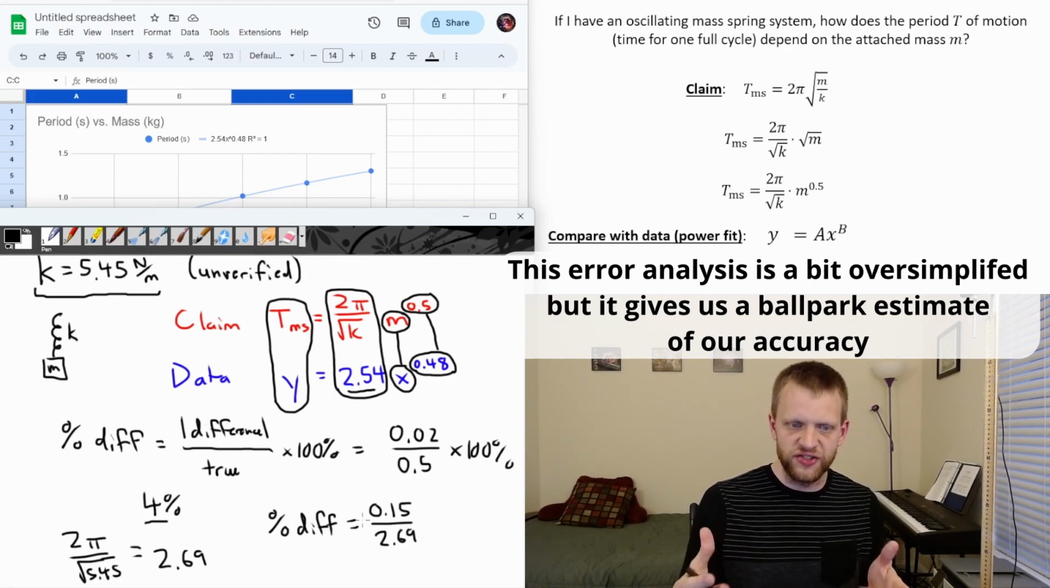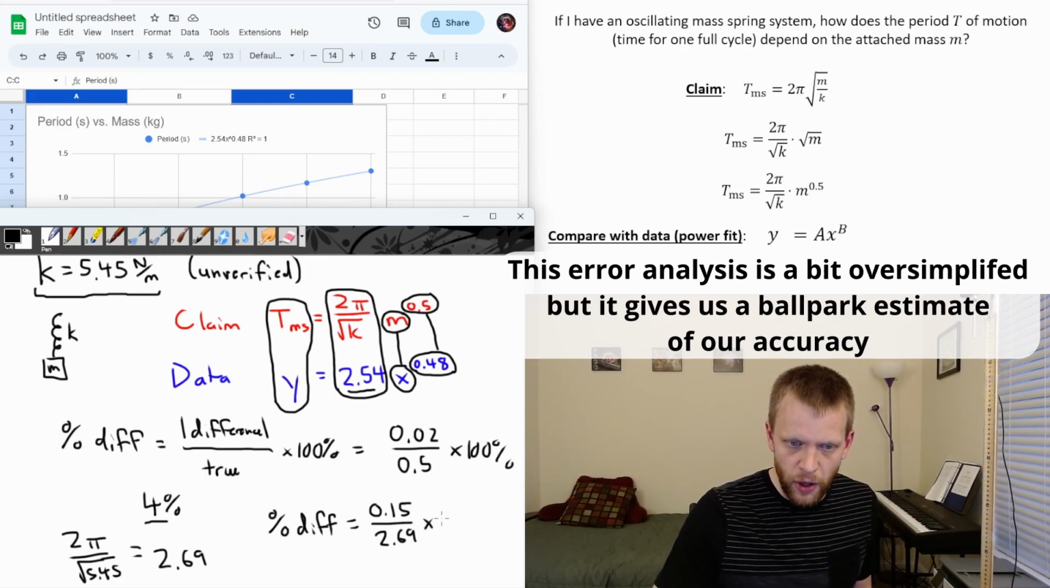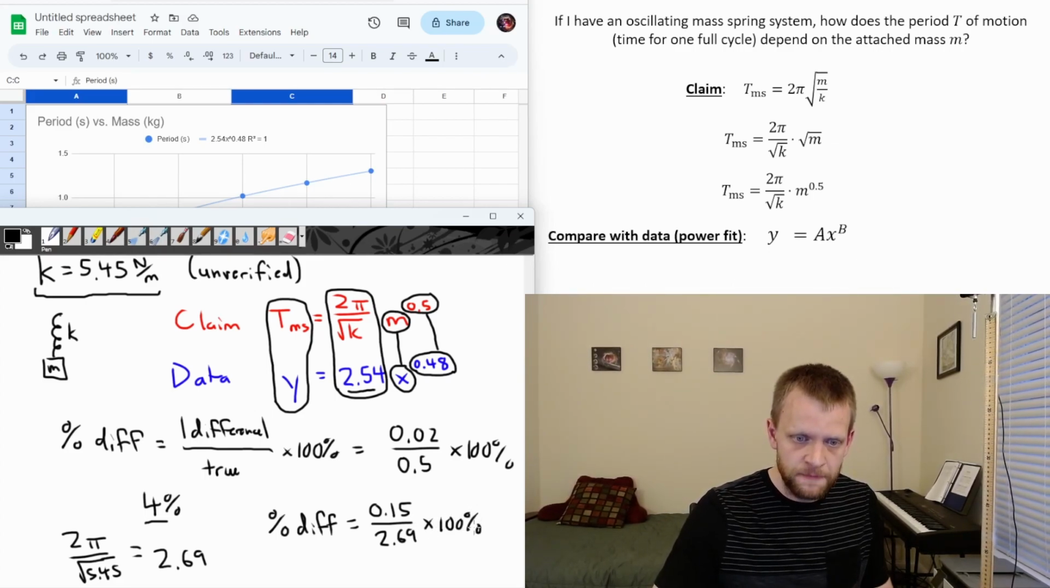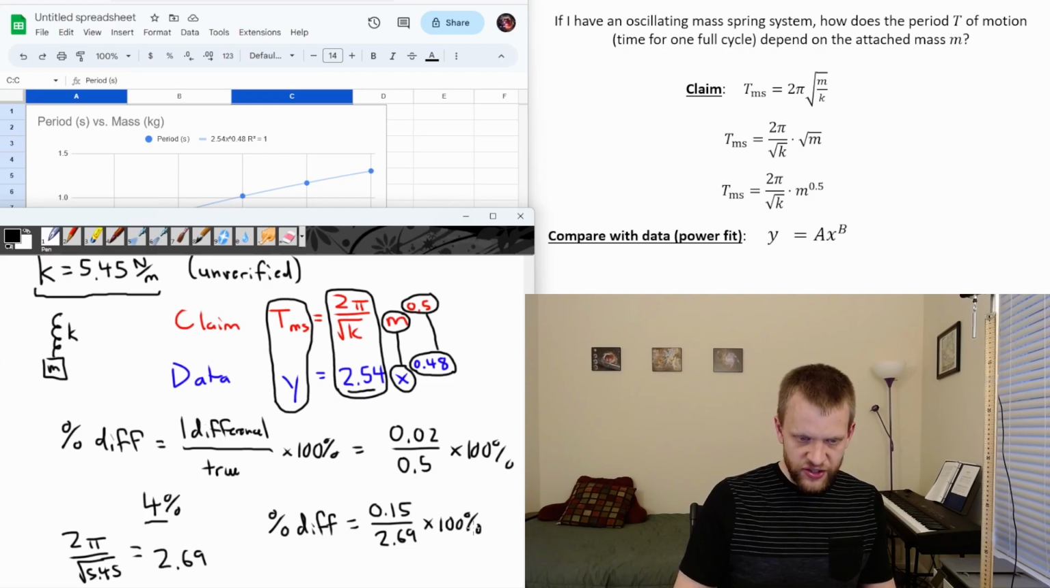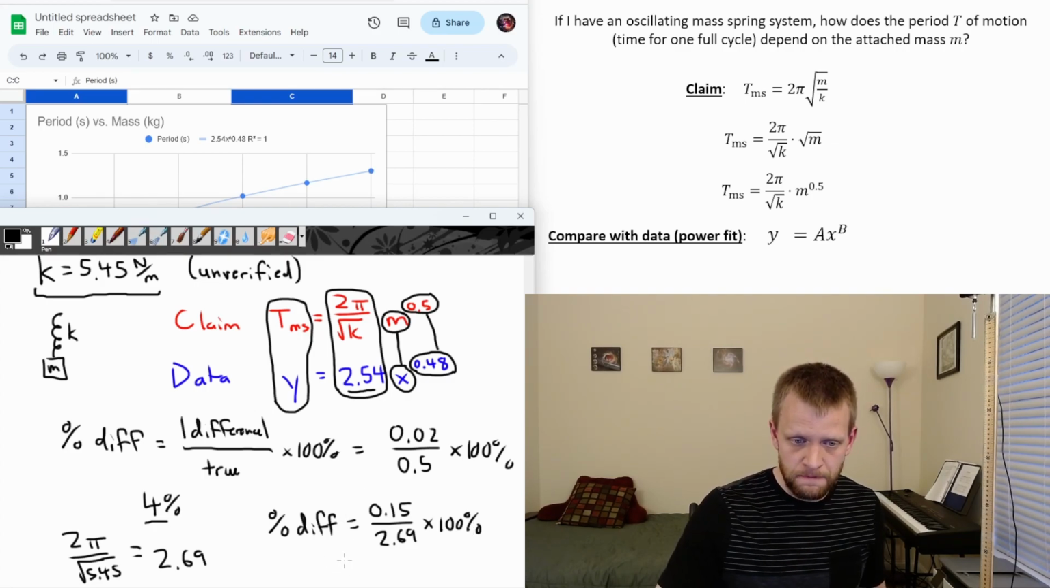Again, there are other ways that you can quantify this percent difference. This should give us a general ballpark value for how close we got. So if I run through that, 0.15 divided by 2.69 multiplied by 100, I got about 5.6%. So 5.6% off.